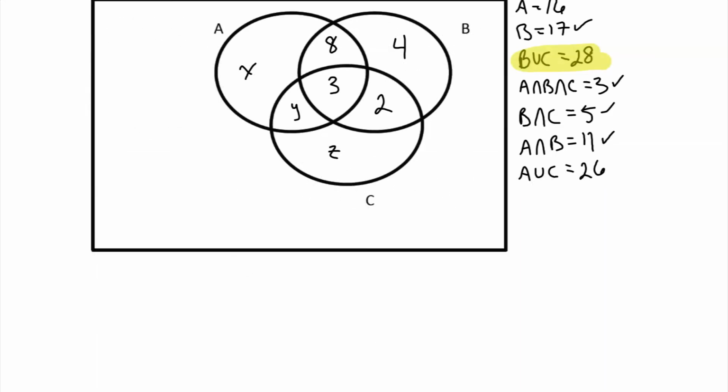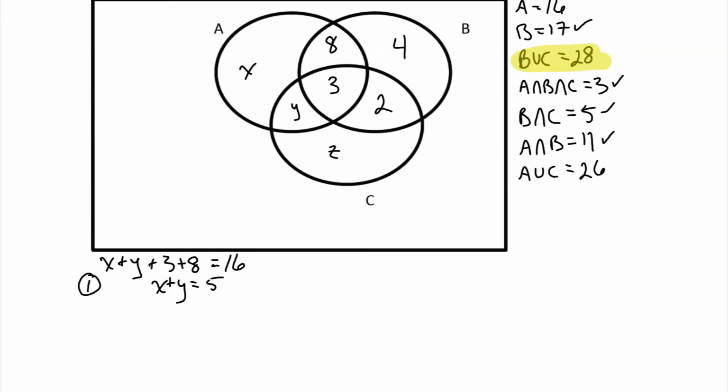Now when you look at everything, let's take A for example. We know that A is equal to 16 as we've set up here. We know that if we take x plus y plus 3 plus 8, we need to end up with that 16. So I'm going to write that as an equation. X plus y plus 3 plus 8 is equal to 16. And I can simplify it a little bit then to say x plus y is equal to 5. I've subtracted the 3 and the 8 from that side, subtract them from the other side, and I end up with 5. So there's one equation I've got now.